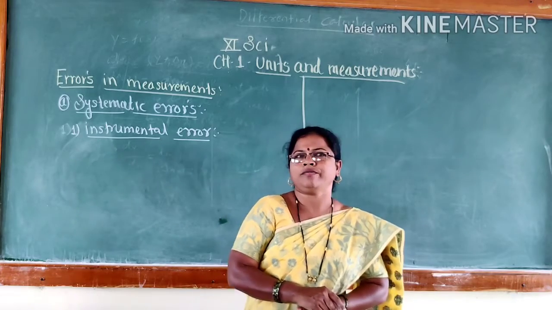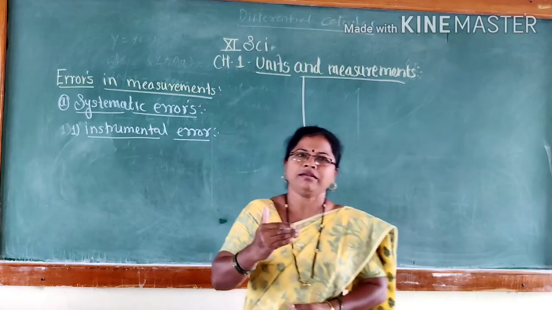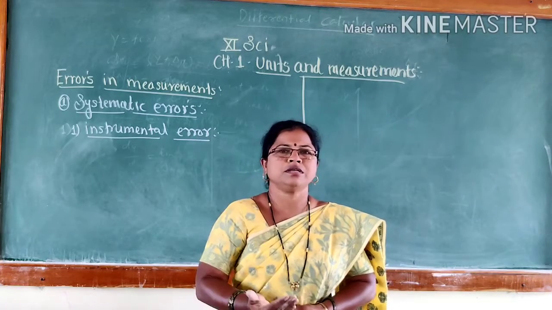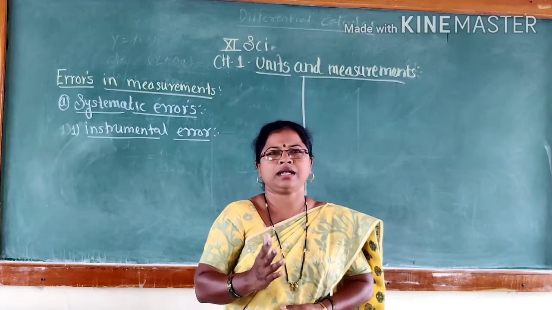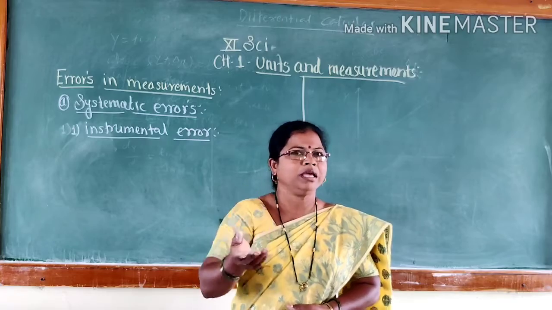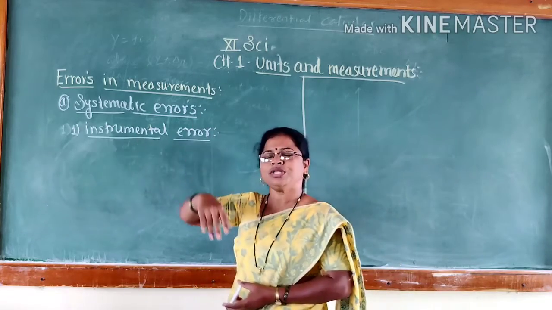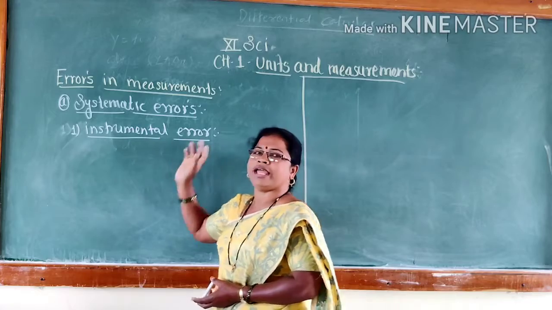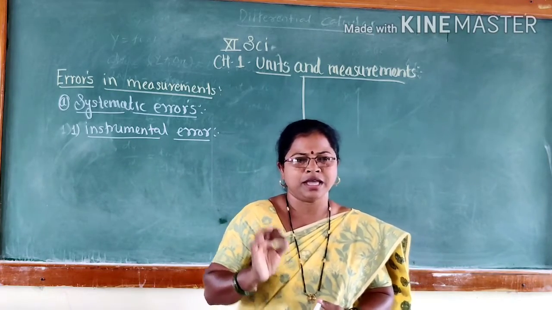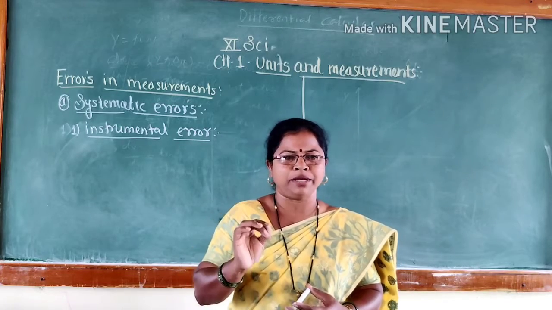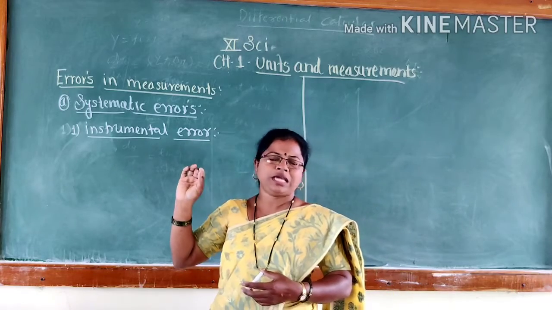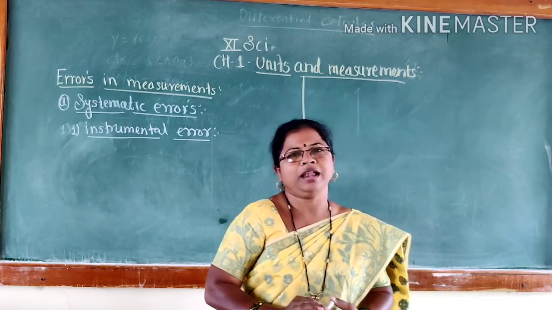Then also in the case of a weighing balance, where we take the weight of some substance, if it is not exactly at the 0 position, then the weight will not be correct, and such types of errors are due to the instrument. So it is called instrumental error. That means this type of error arises due to defective calibration of an instrument.